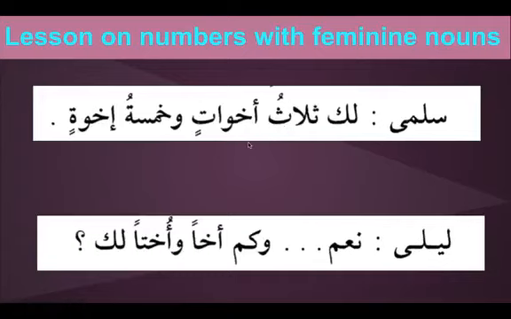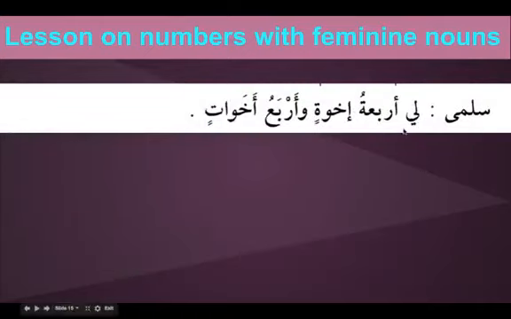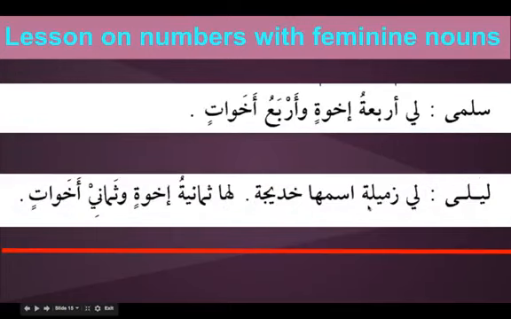So Laila asks Salma, wakam أخا وأختا لك. So how many brothers, sisters you have? Salma says, I have li. So it's jar majroor, shibu jumla khabar muqaddam. Arba'atu ikhwatin. Four brothers. Wa arba'u akhawatin. So four sisters. Layla is telling, li zamilatun.